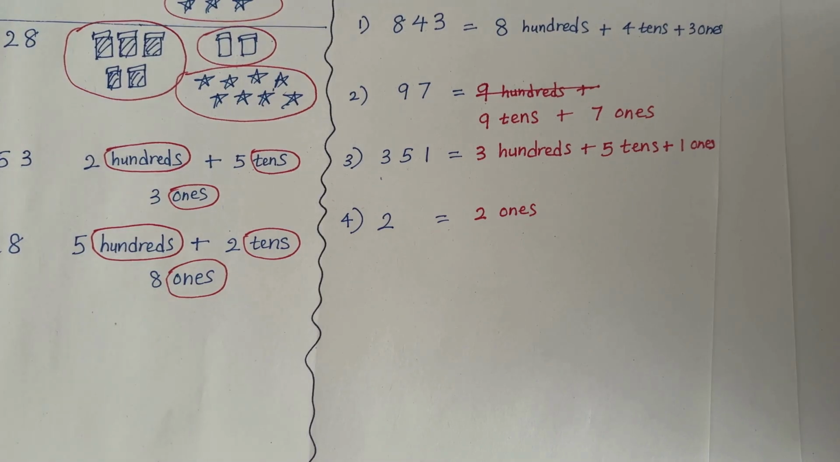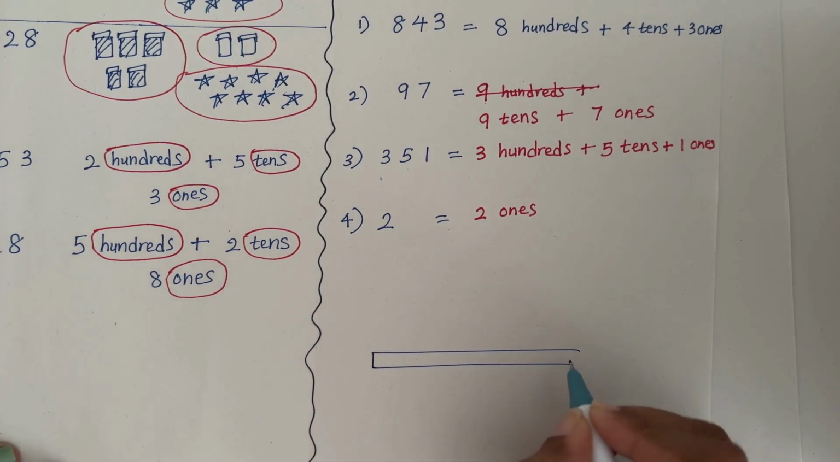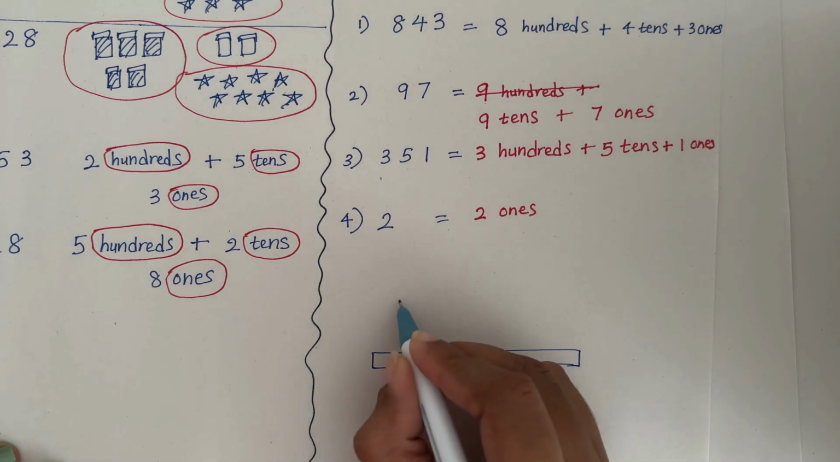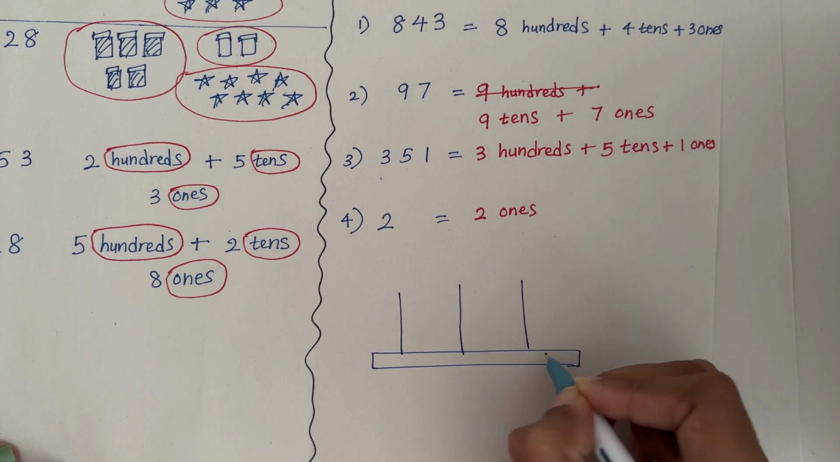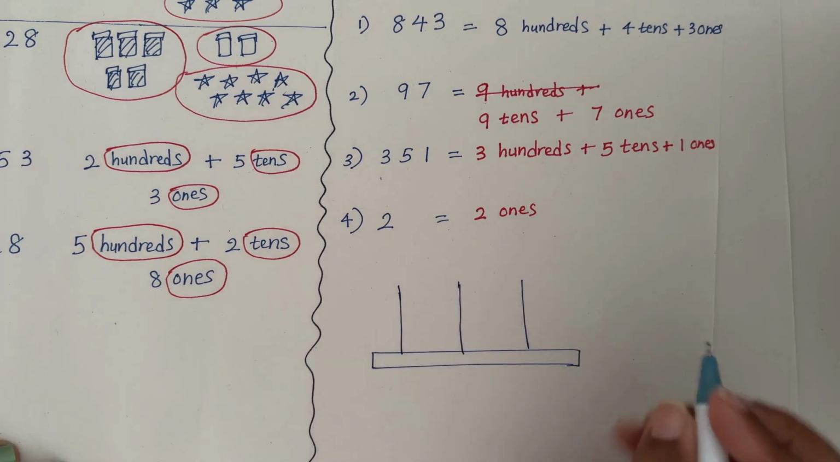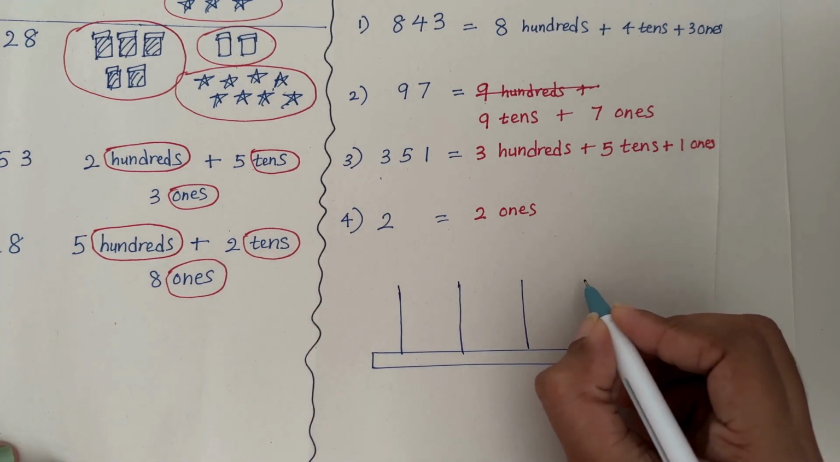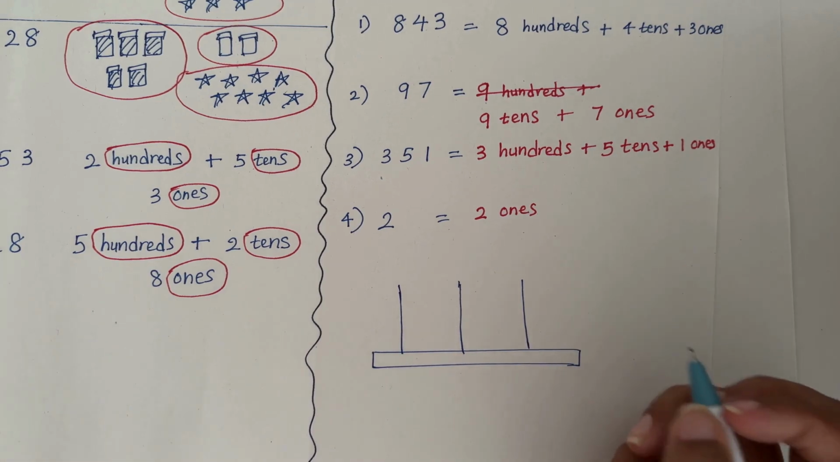Okay, now, have you heard about the abacus? Abacus, it's something like this. Okay, so we can put some ring-like things, or pebbles, maybe something like that.